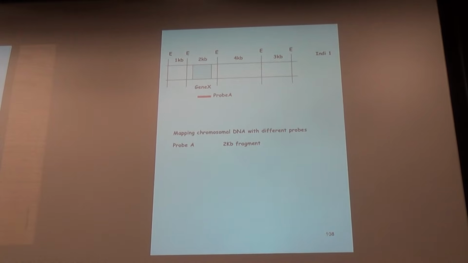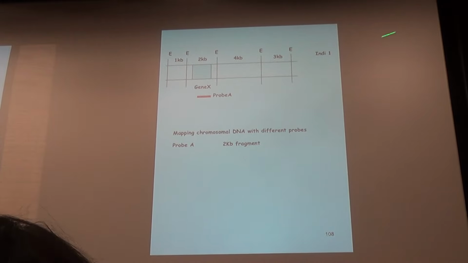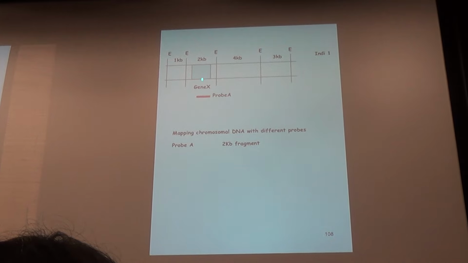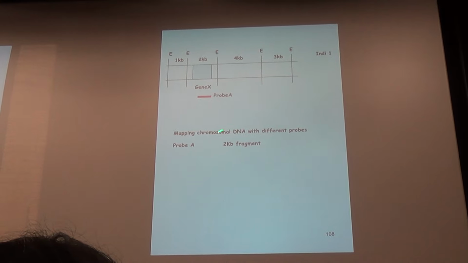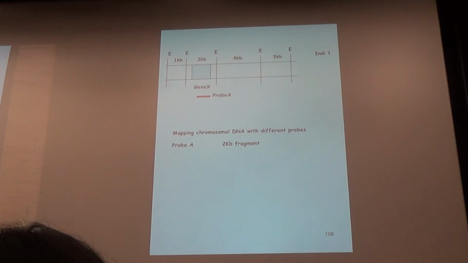So mapping chromosomal DNA with different probes. If I take this DNA, digest with EcoRI, and probe with probe A, this fragment here that matches in this segment here, the size of the fragment I'm going to see on a Southern blot will be 2,000 base pairs, or 2 kb.